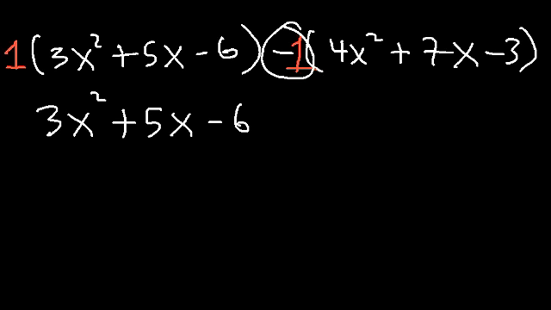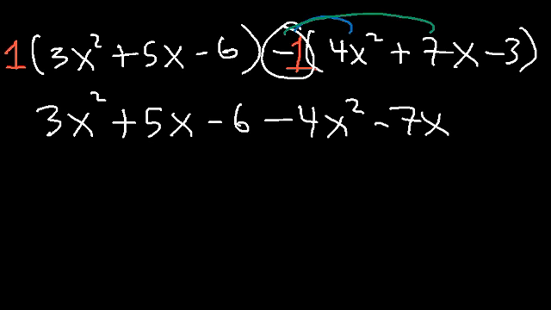Now, the negative sign is important for the parentheses on the right. If we multiply everything inside the parentheses by negative 1, it will have an impact. Negative 1 times 4x squared is negative 4x squared, so the sign is going to change. Negative 1 times 7x is negative 7x. And negative 1 times negative 3, two negative numbers that are multiplied to each other, will give you a positive number. So this is going to be positive 3.